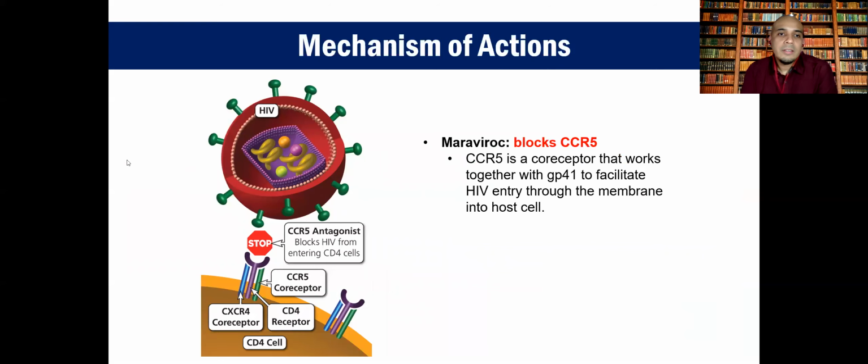The other drug is maraviroc. It is a CCR5 antagonist. CCR5 is a co-receptor that works together with glycoprotein 41 to facilitate HIV entry through the membrane into the host cell.